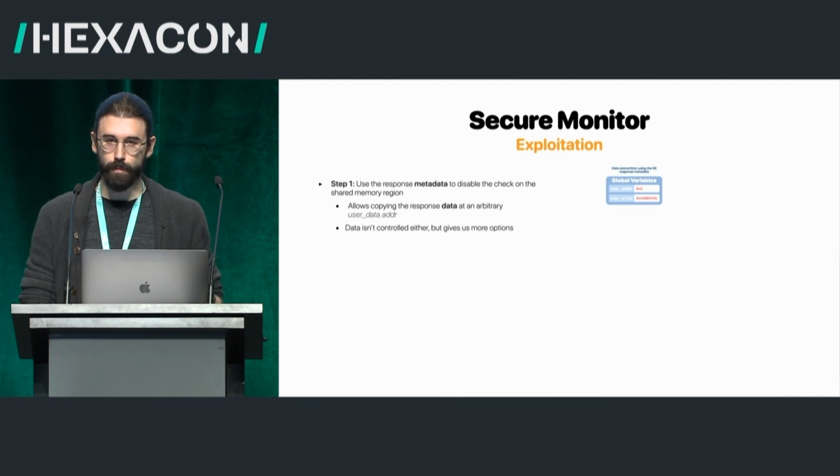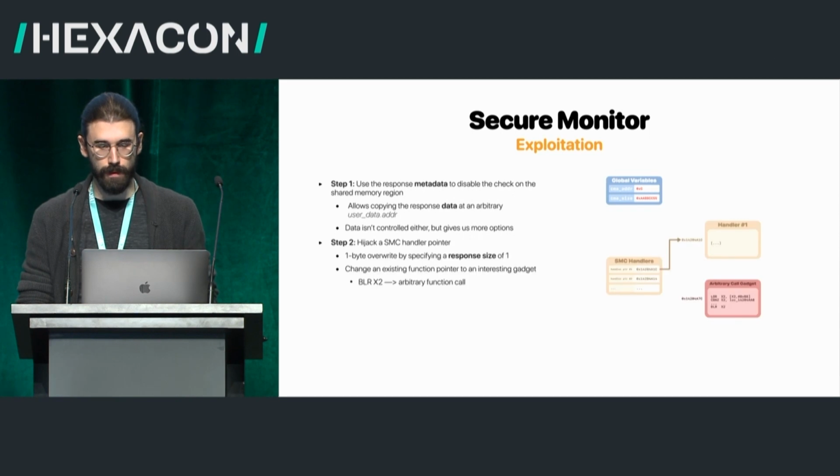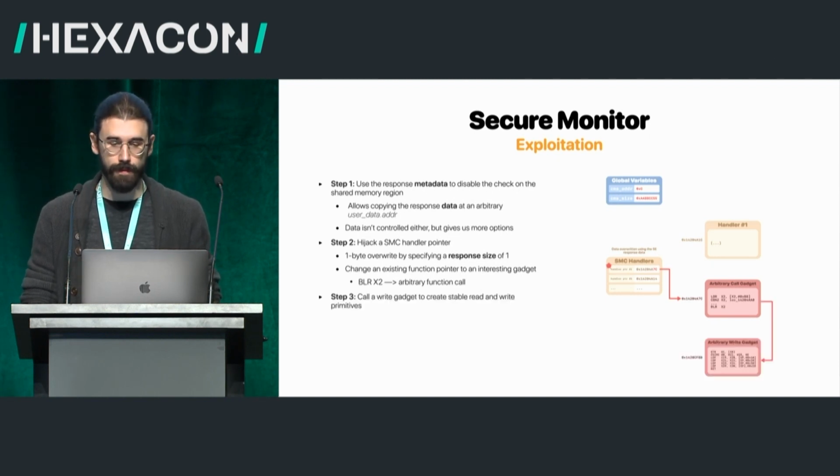We don't control this data either, but it gives us more options, and in particular, it allows us to write a single byte of data at an arbitrary location. We can now use this to hijack an SMC handler and override its least significant byte from 1C to 7C. Now when we call the corresponding SMC, instead of reaching the legitimate handler, we are going to go to an arbitrary call gadget instead. Now we can use this gadget to create stable read and write primitives.